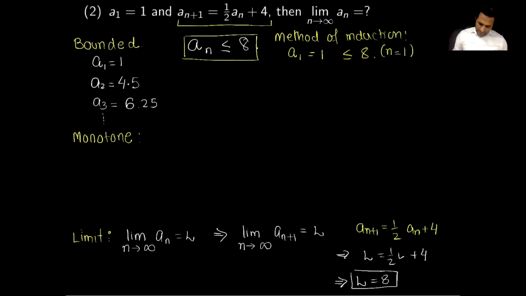Now let's assume that the kth case is true, that the kth term of the sequence is less than or equal to 8. That is, the result is true for k. Now I will do some manipulation to this inequality and prove that a k plus 1 is also less than or equal to 8. So first I will multiply by 1/2 on both sides of this inequality.